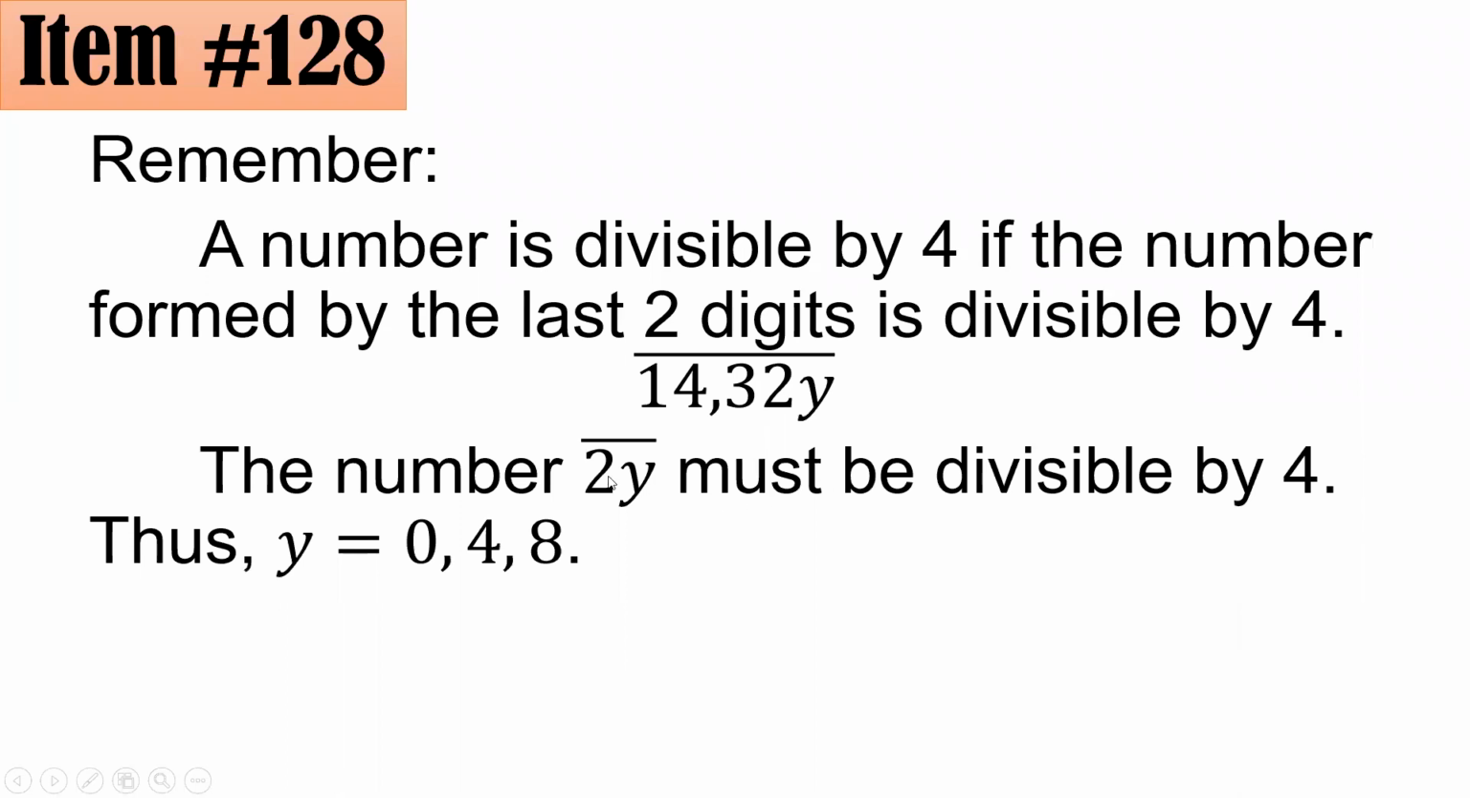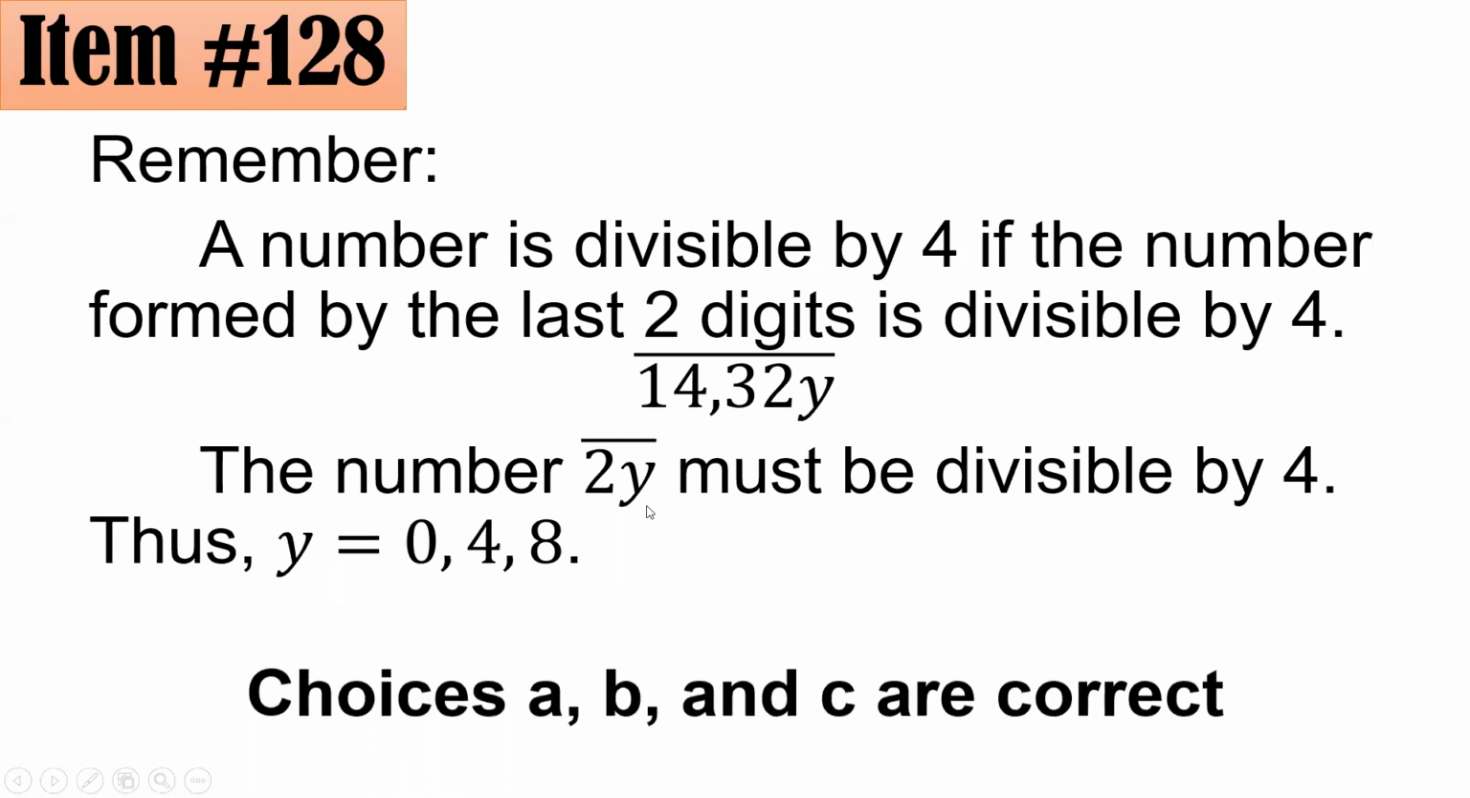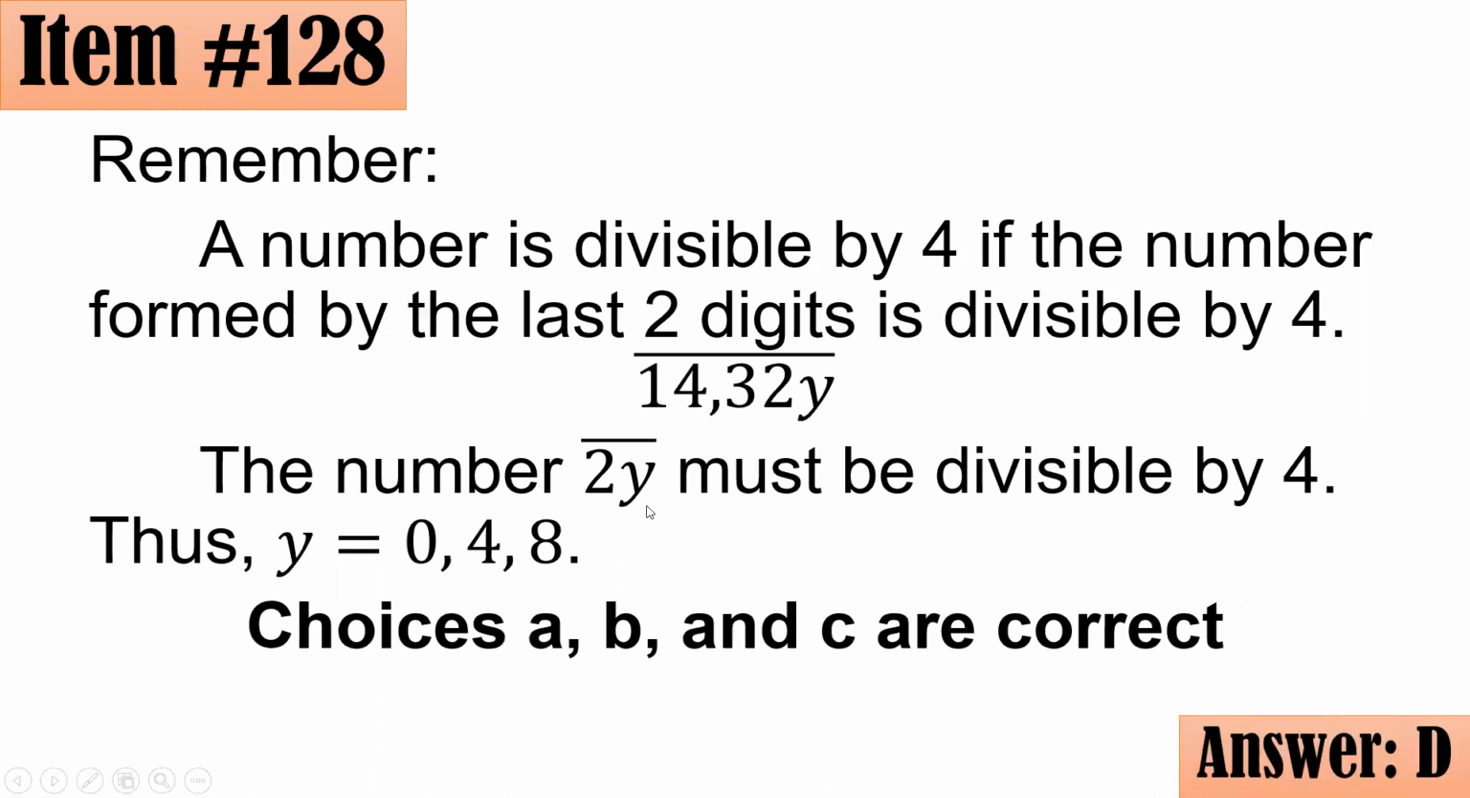So alam nating 20 is divisible by 4. If y is 4, 24 is divisible by 4. And 28 is also divisible by 4. That's why if you answered letter D, choices A, B, and C are correct, then you got it right po.